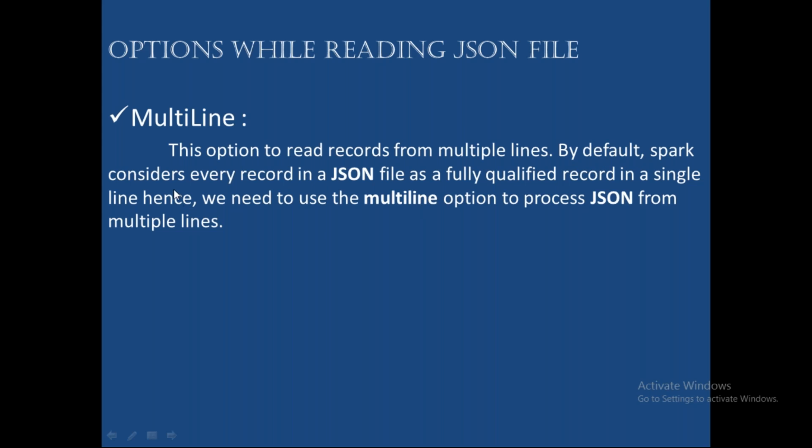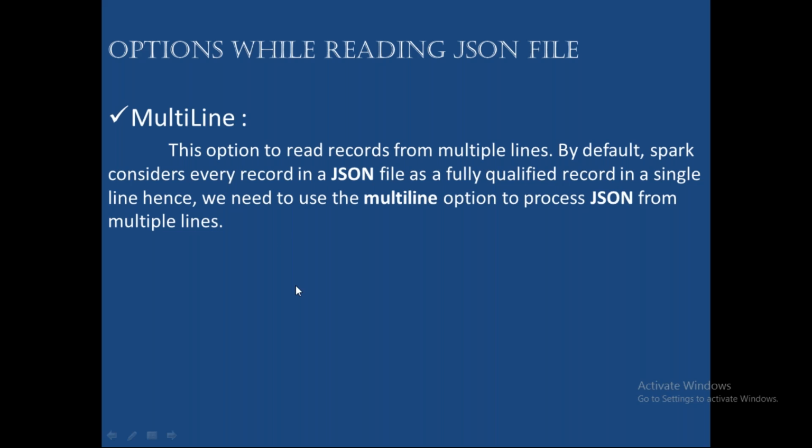By default, Spark considers every record in a JSON file as a fully qualified record in a single line. Because by default, Spark considers your entire record to be in a single line. That's why when your single record is spread across multiple lines, you need to explicitly use this option, saying, hey Spark, can you look into multiple lines to identify a single record, because my single record is not in a single row. Hence we need to use the multi-line option to process JSON from multiple lines.